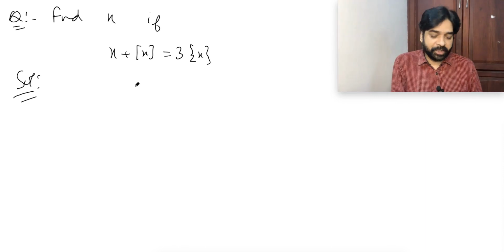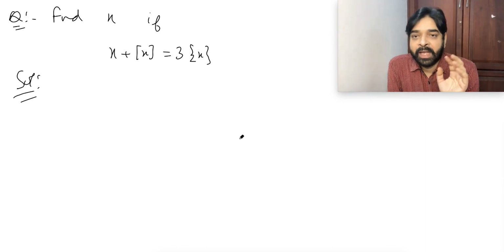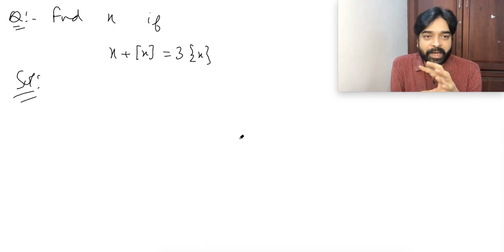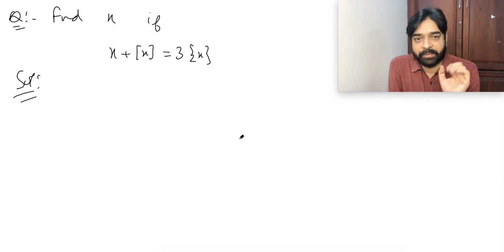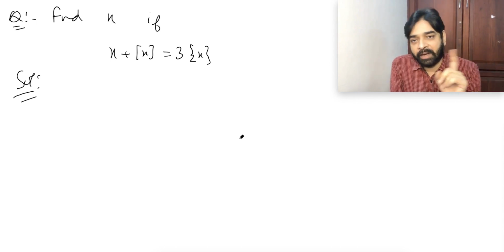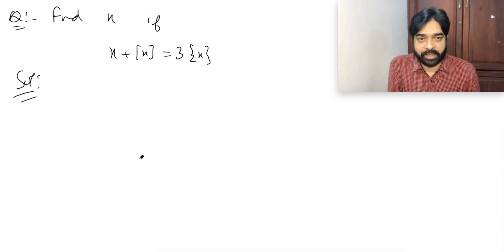x plus greatest integer x equals 3 fractional part of x. If you think, the variable is x only, but there are three different types of function involved inside this. One is the plain x, another is greatest integer of x, and fractional part of x. Whenever such a question comes where a linear expression of x, greatest integer x, and fractional part of x is coming, always try to get the value of fractional part of x in terms of greatest integer x.